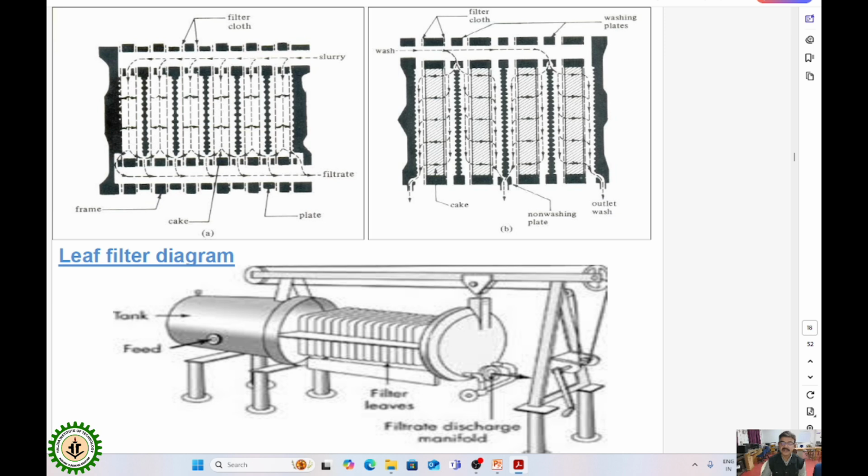This is called a leaf filter. Different leaves are there. Several leaves are arranged in a series, and the leaves are covered with the filtering media, and the whole leaf assembly is placed inside a chamber. Generally, when filtration of corrosive liquids is required, this leaf filter is popularly used.